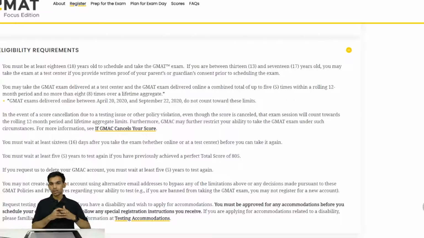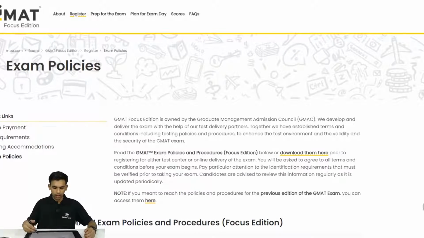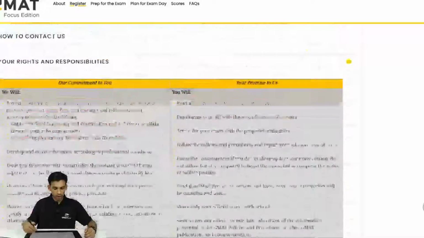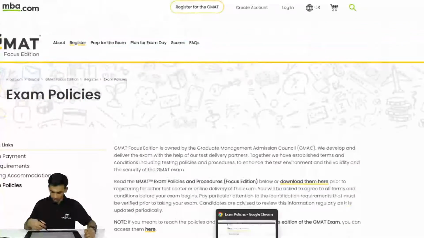And there are certain criteria, right? For the GMAT, you can take it 5 times in a year, but a maximum of 8 times in a lifetime. So in a rolling 12-month period, you can only attempt 5 times, and the total attempts in your lifetime would be 8. So these are the exam policies. You can check the link below where we have put the link for exam policies.